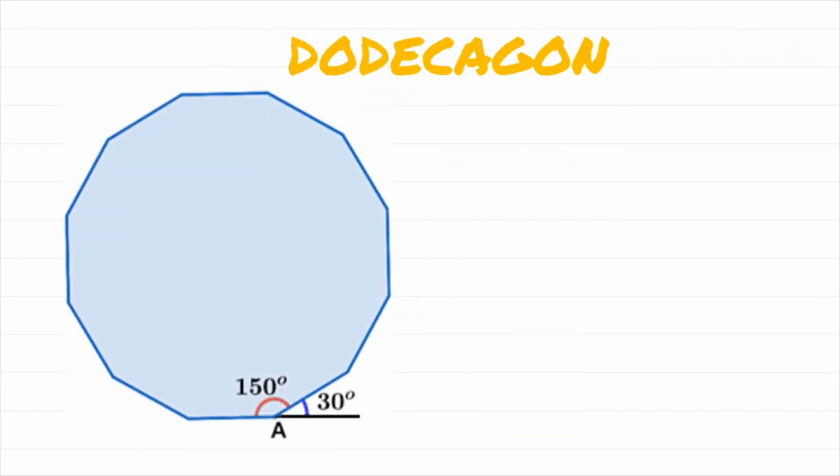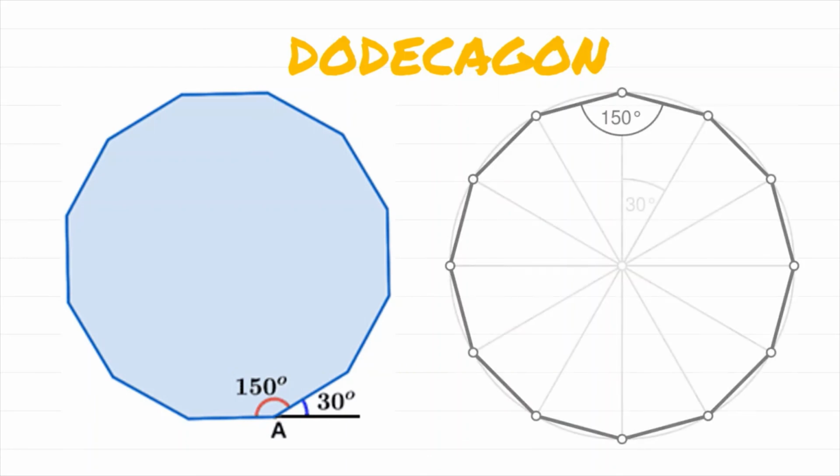So, ito po yung dodecagon. Pag in-extend po yung line niya o yung sides niya, ang exterior angles po niya ay 30 degrees. So, pag inadd po yan, that will be 360 degrees. So, this will be the dodecagon.